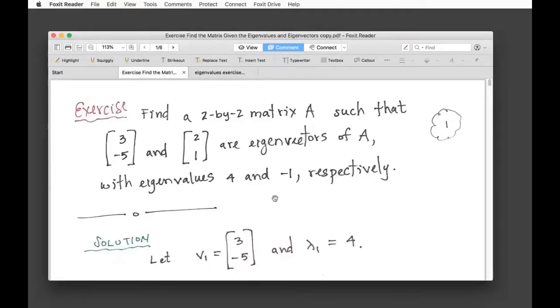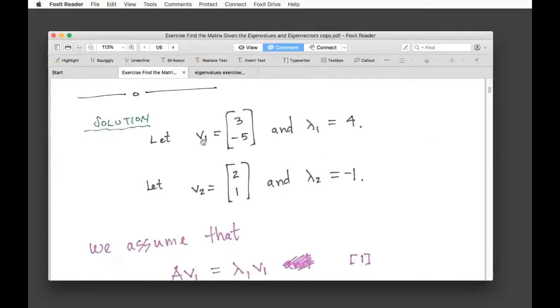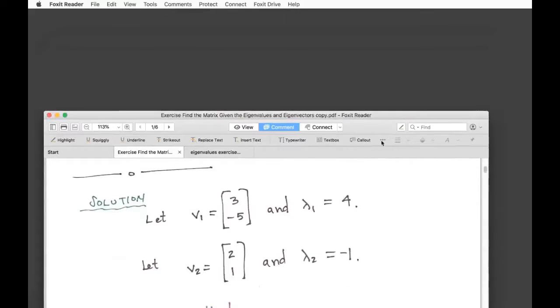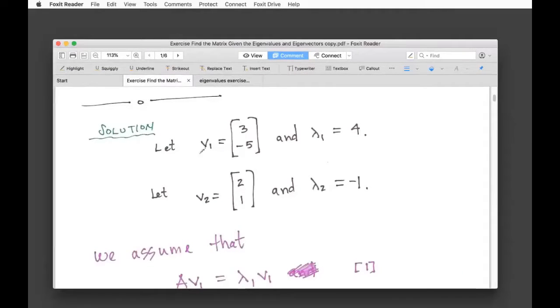Okay, so first, we're going to introduce some notation. We're going to call V1 the vector 3, -5 and lambda 1 is 4. Those two things are associated with each other. So lambda 1 equals 4 goes with this vector. And then we're going to call the second vector v sub 2, and that's associated with that value of -1.